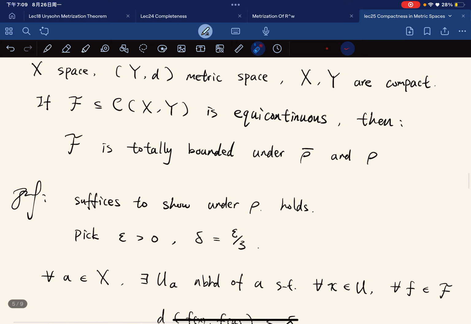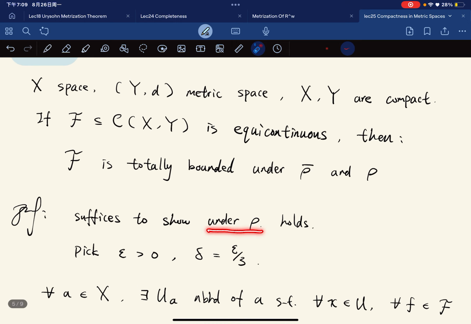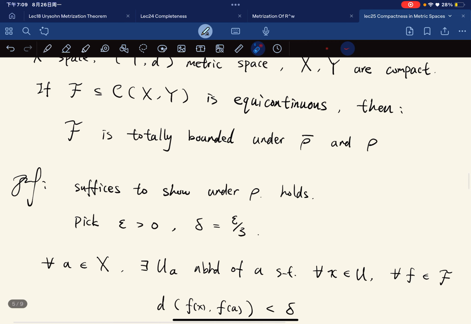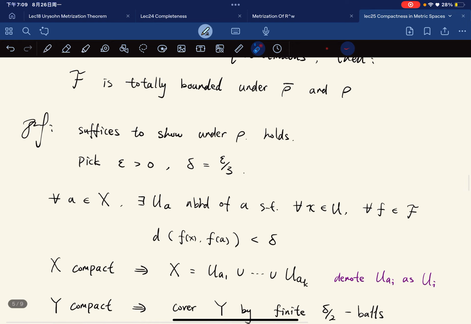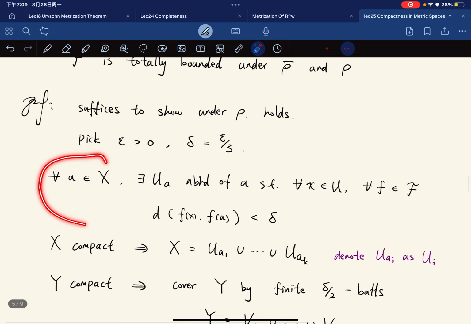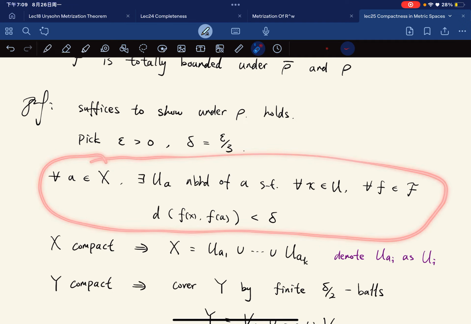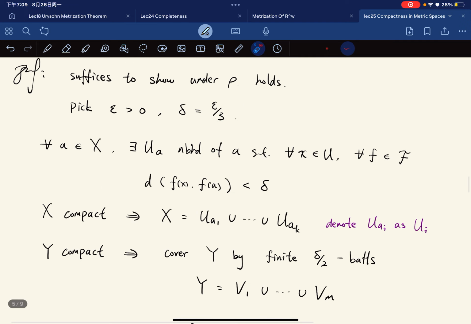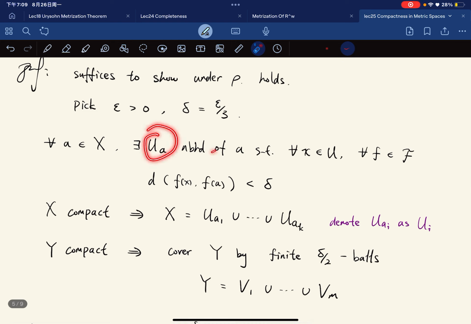So it suffices to show that it holds under rho, right? Because it's totally bounded on rho bar if it's totally bounded on rho. So we just work with rho. We pick epsilon greater than 0, and we pick delta equal to epsilon over 3. Then, first of all, we pick a neighborhood that makes this equicontinuous. So we have a neighborhood of A, such that and so on.